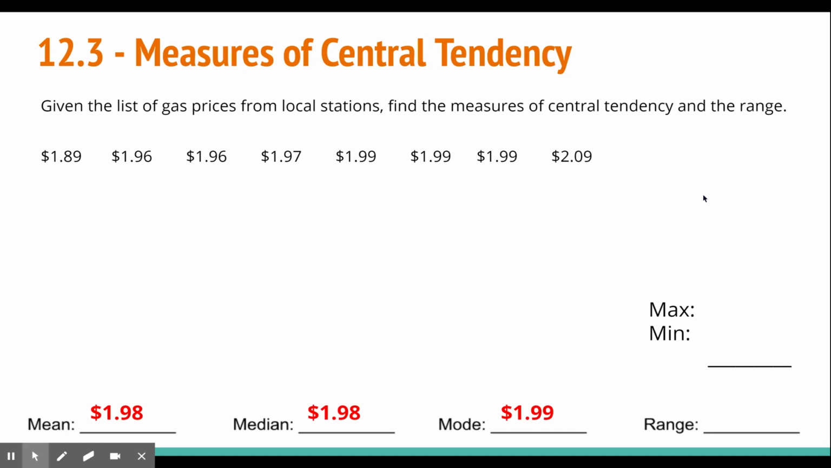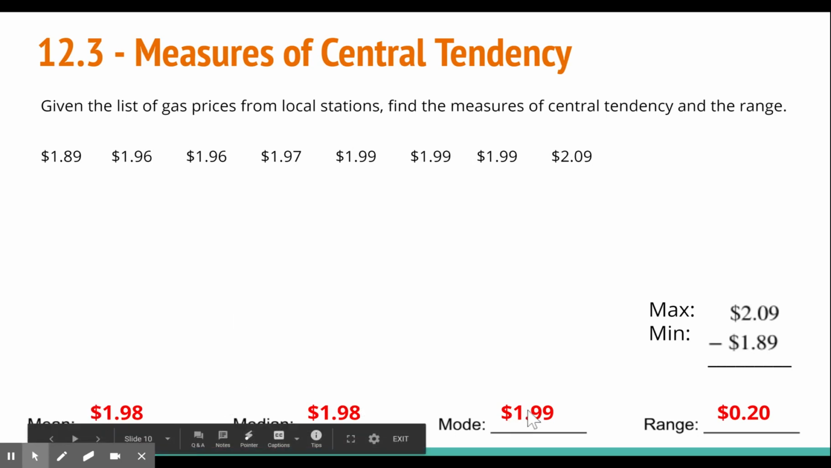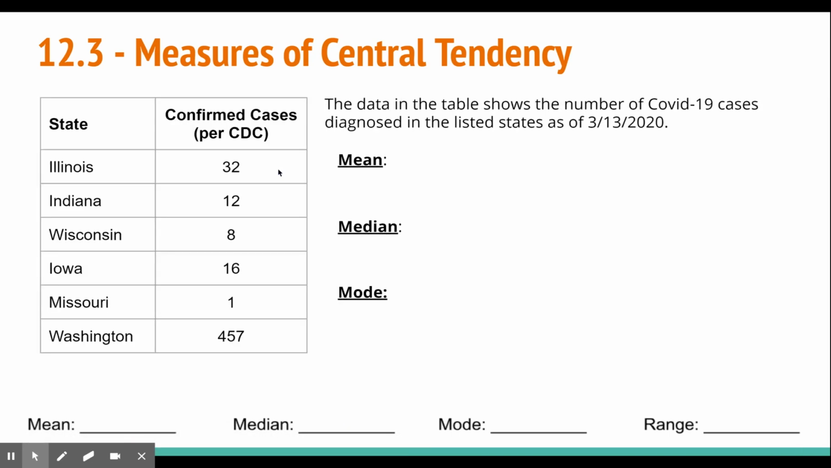So 199 is our mode and our range. We're going to take our max, 209, and our min, 189, and subtract them to get our range of 20 cents. So those are our measures of central tendency. You'll notice that the mean, median, and mode are very close together because these values are actually quite close to each other. All right, moving on.